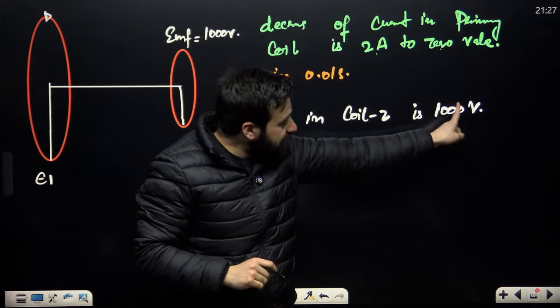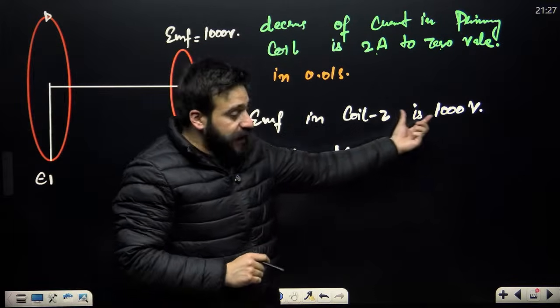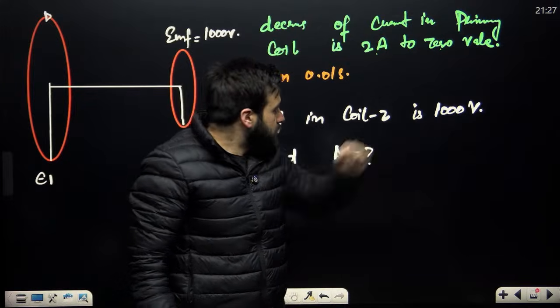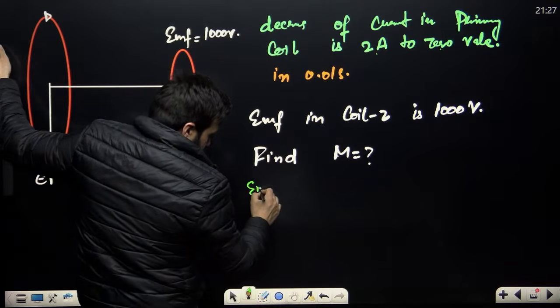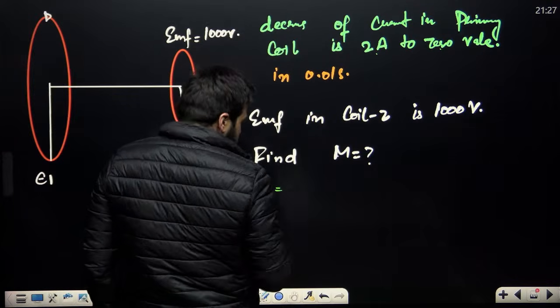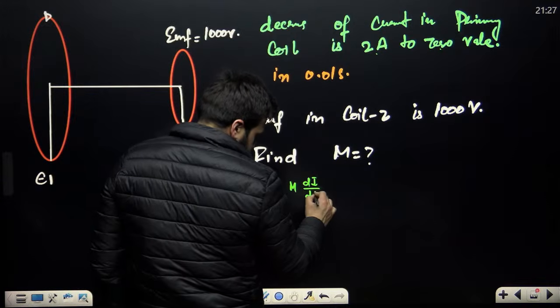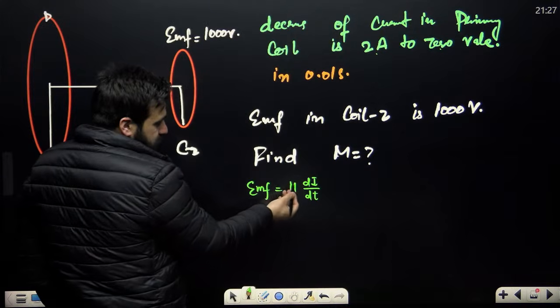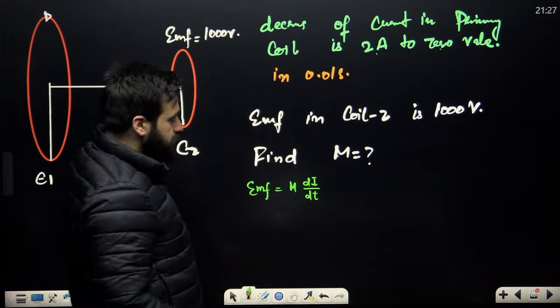EMF is being created in coil 2. That is 1000 volts. So what is the mutual inductance over here? Guys, how do we write? EMF in this particular case will simply be M di/dt. You can even write minus M di/dt. Since here current is decreasing, minus into minus will again become plus.